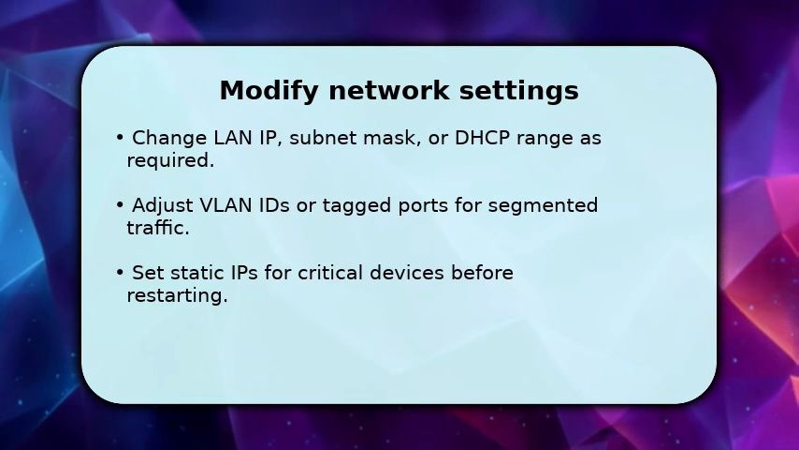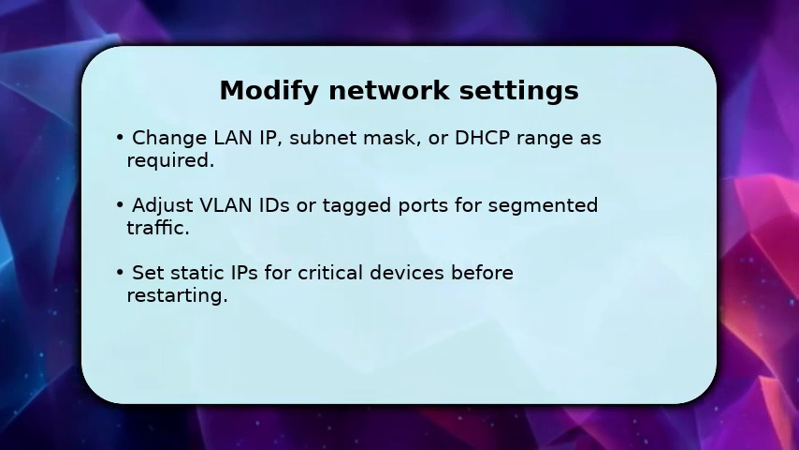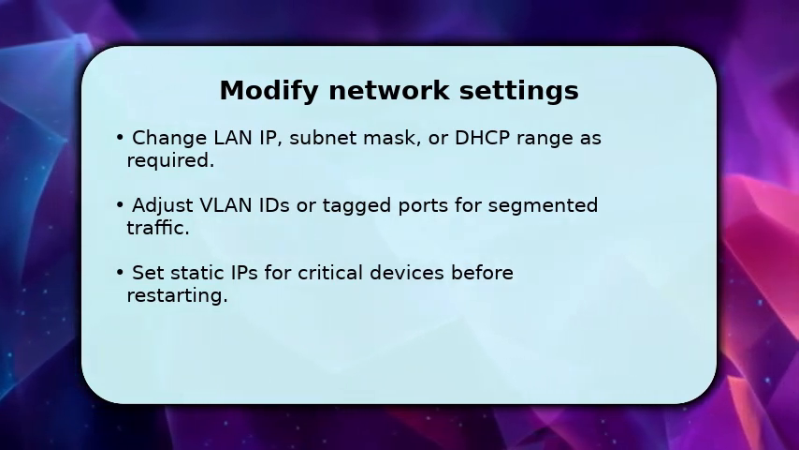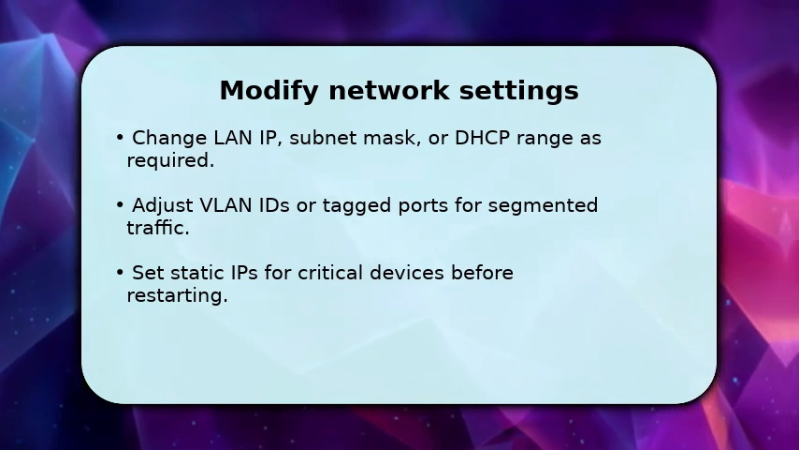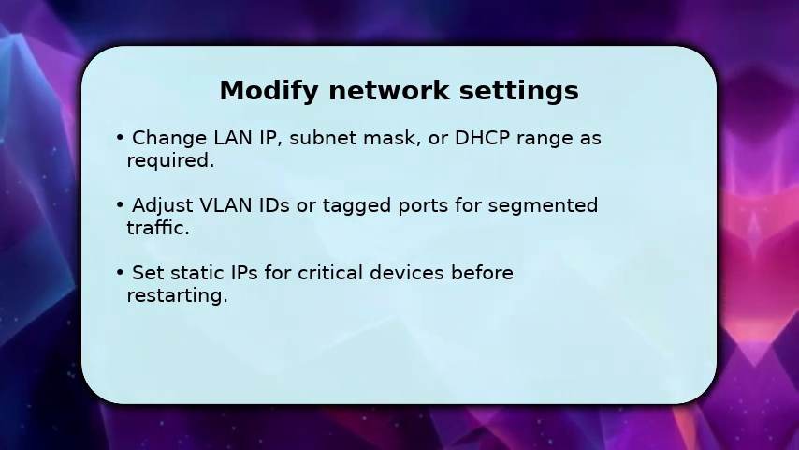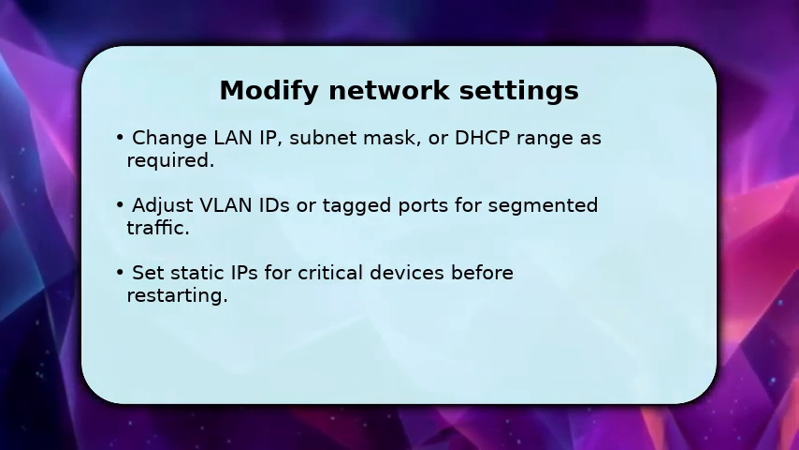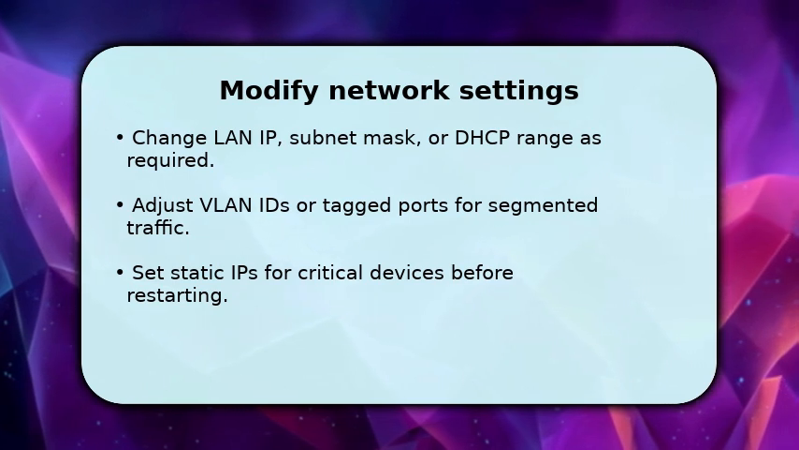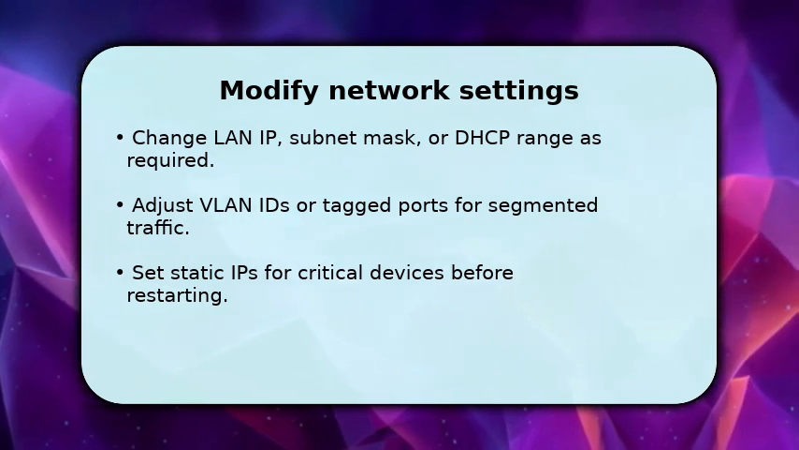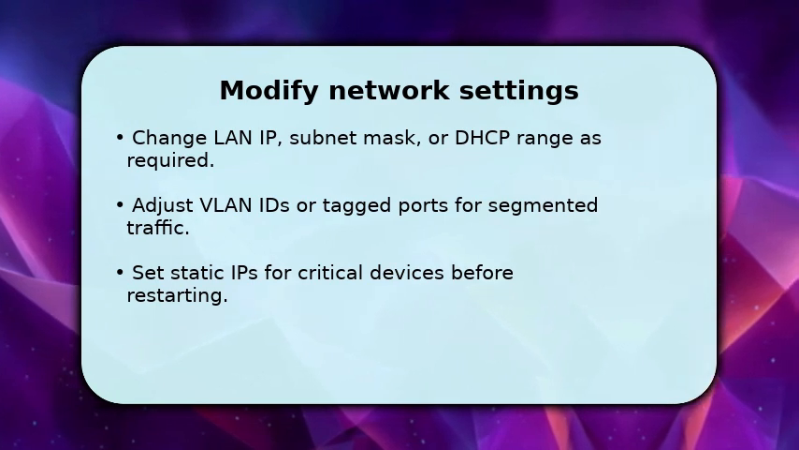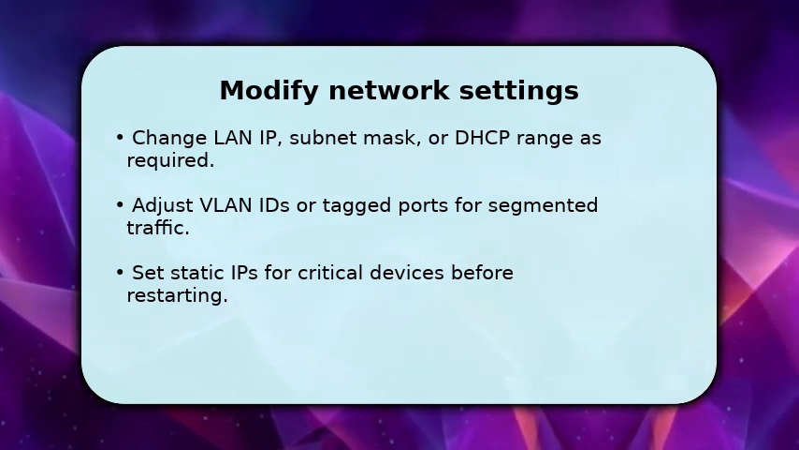You now modify the LAN configuration. Change the router's IP, adjust the subnet mask, or shift the DHCP range to the intended addresses. This is how you move the network to a new addressing plan. If segmenting traffic, configure VLAN and tag the appropriate Ethernet ports so switches and devices carry the right traffic.